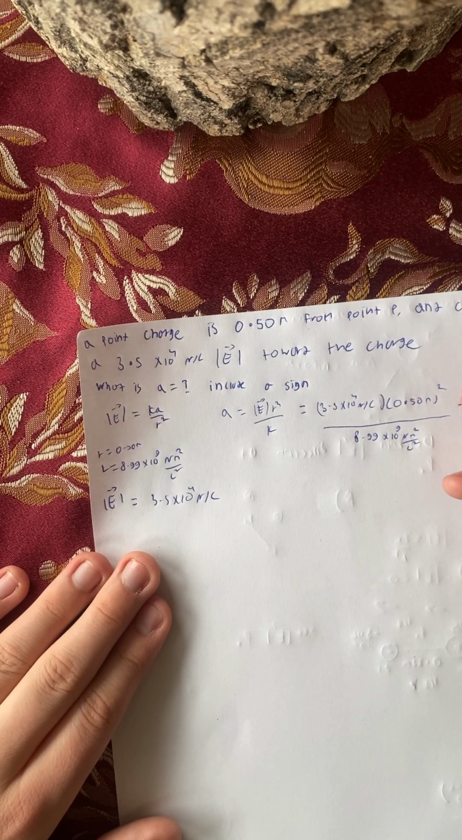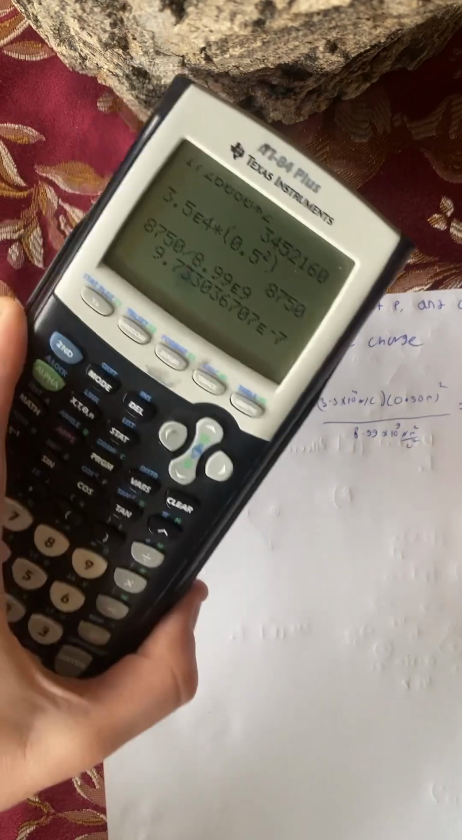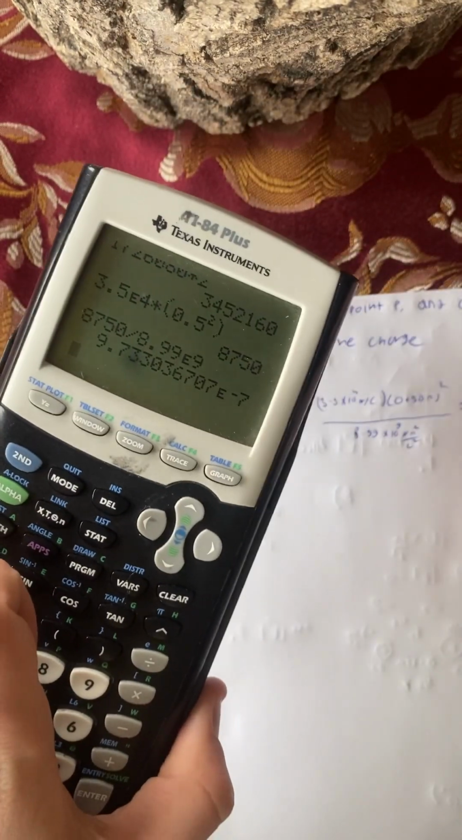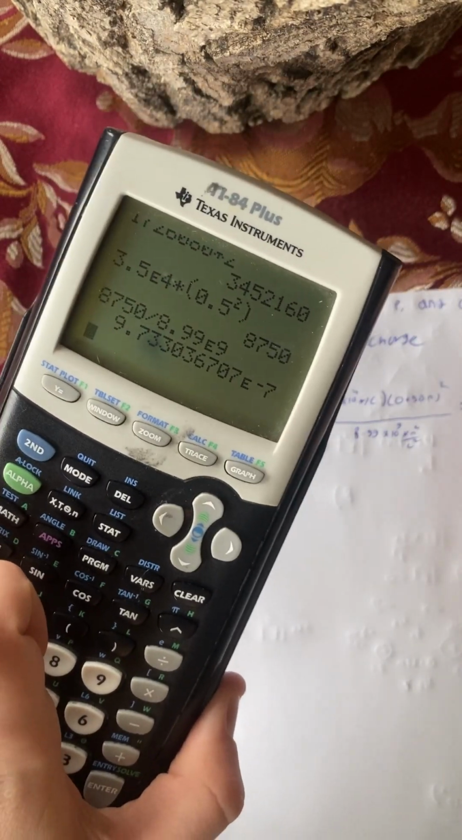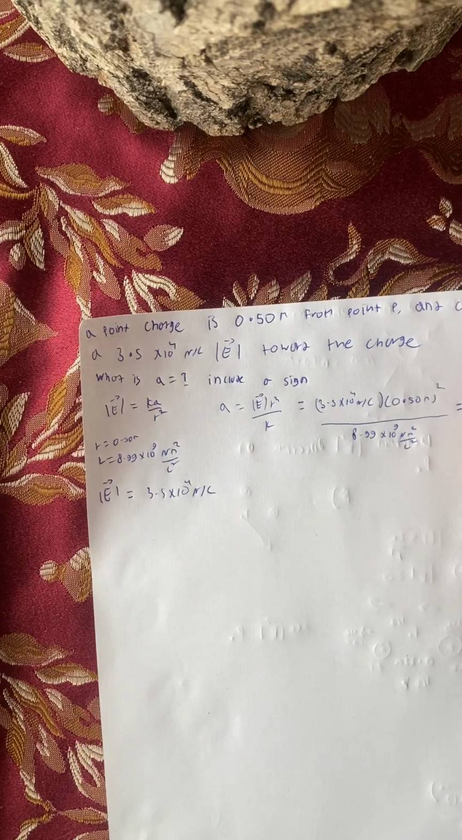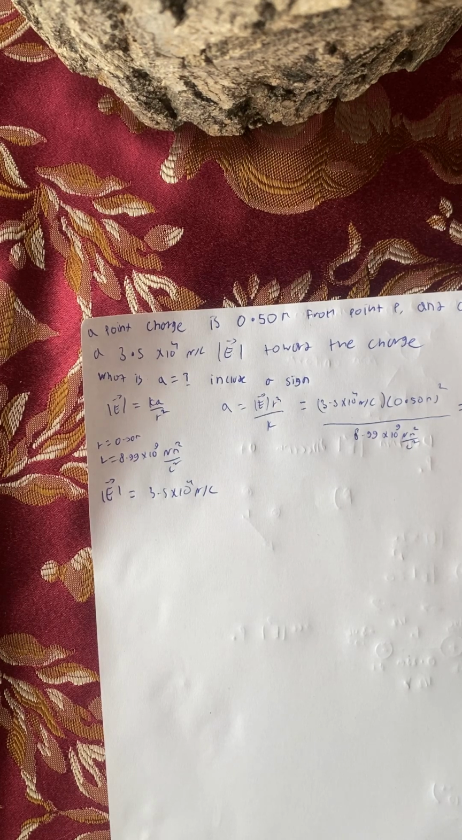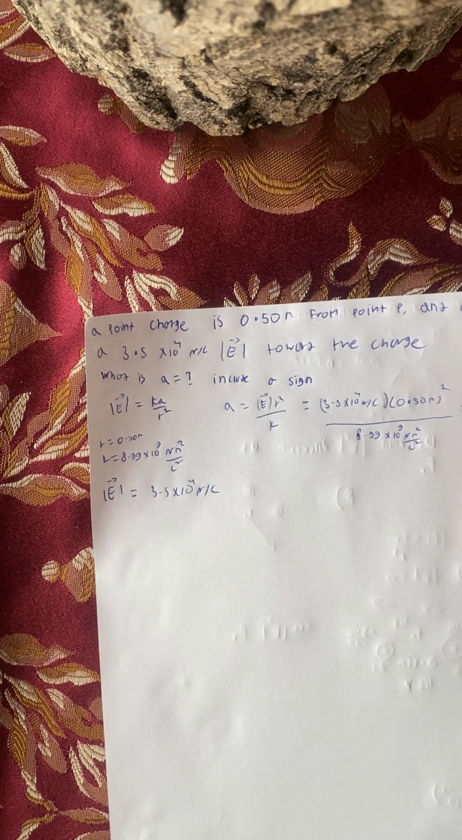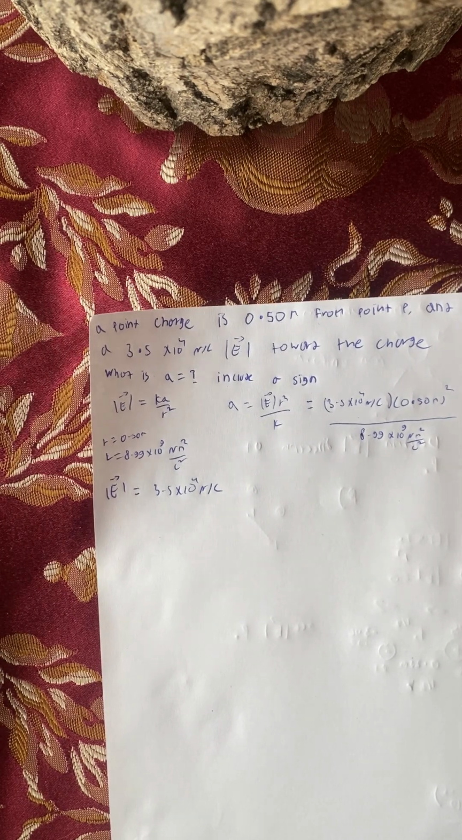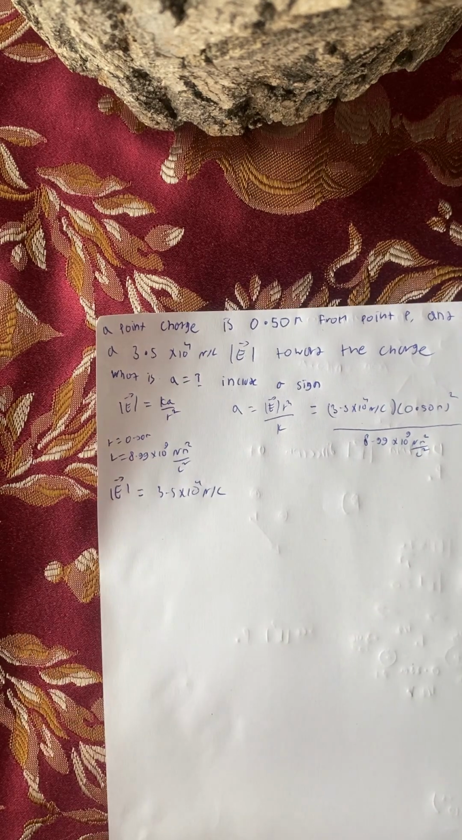And when you do this calculation, I've done on my calculator, this is what you get. So that's 9.733. Remember, show your full work on a test and then round it for the final answer. So this would be times 10 to the negative 7 coulombs.